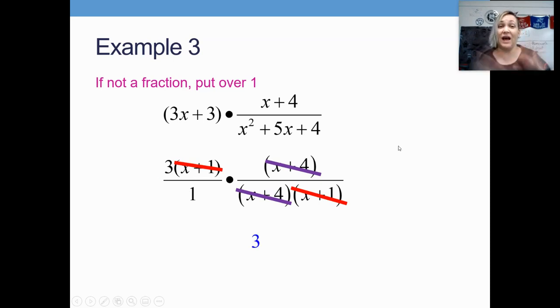If literally everything from the whole problem cancels out, then you would write a final answer of 1. So remember, this is a division problem. So if we are dividing something by itself, it does turn into the number 1. So you will not be writing the answer of 0 at all for this chapter. If everything cancels, it's a 1.